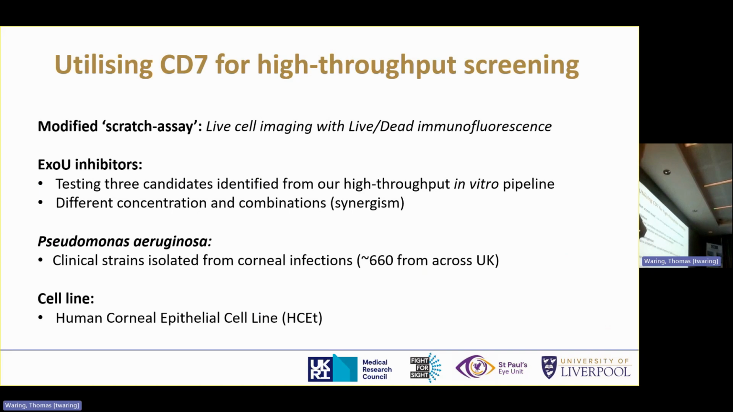Okay, so we've been utilising the CD7 for high throughput screening. We've developed a modified scratch assay and used live cell imaging with live dead immunofluorescence. The EXO-U inhibitors, we're testing 3 different candidates that we've identified from our high throughput in vitro screening, and we're testing them at different concentrations and combinations against clinical isolates. We have a library of 660 isolates taken from microbial keratitis or corneal infections, and the cell line we're using is a human corneal epithelial cell line.